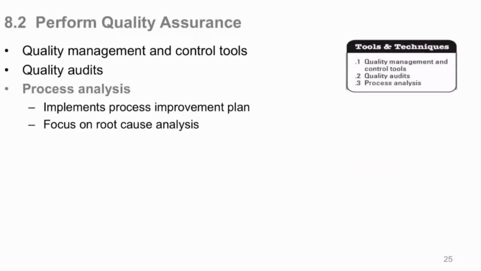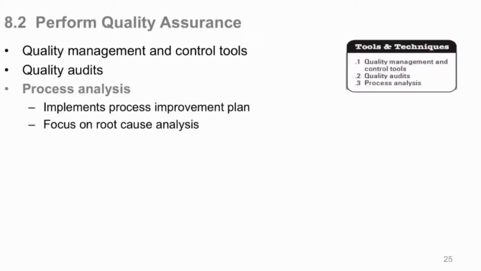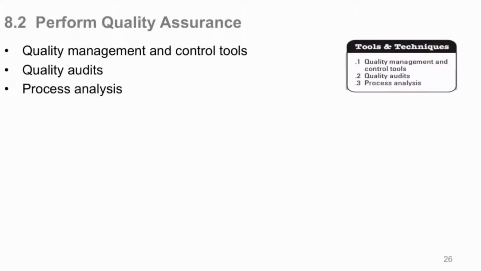Process analysis, another tool. Your process improvement plan is implemented here, and you focus on root cause analysis. Remember, if you get rid of root causes, many problems disappear because they all stem from one source. And your process improvement plan may go after that root cause, either mitigate it or eliminate it, so that your processes are much more capable, stable, within tolerances and the whole bit. So process analysis of how you do things, improve that, and your quality will go up. So those are your tools.